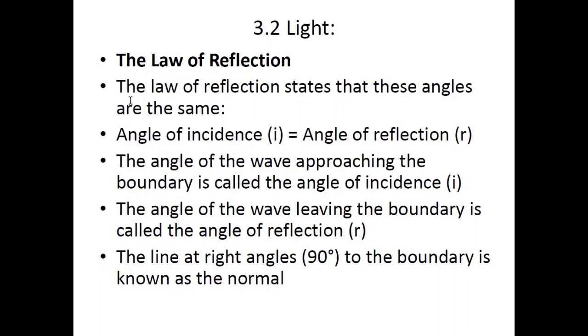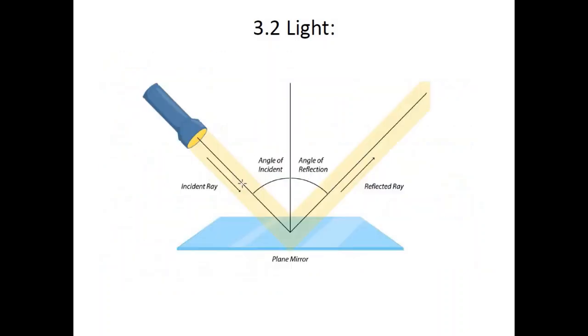The line at right angle to the boundary or to the mirror or to the surface is known as normal. See, this is a plane mirror, this is a torch producing a light wave or a light ray. The line in the middle at the right angle to the surface is known as normal, whereas the angle between normal and the source of light or the coming wave is known as the angle of incidence, whereas after the light ray is reflected, the angle between the reflected ray and the normal is known as angle of reflection.